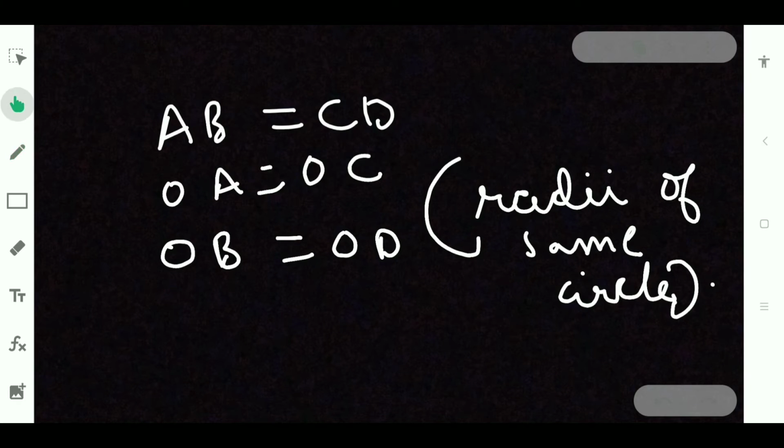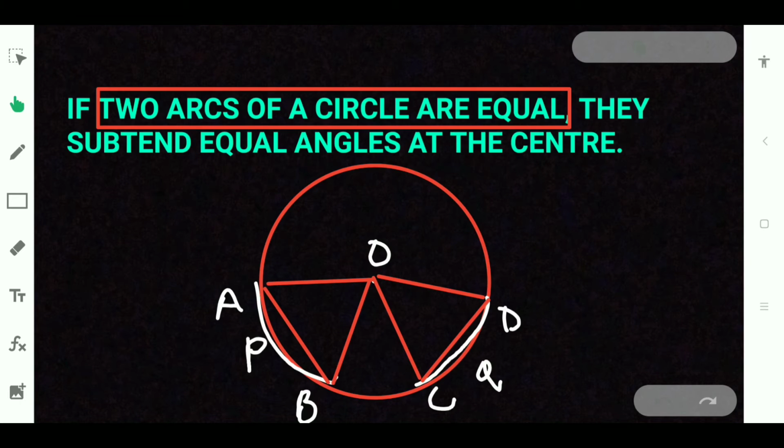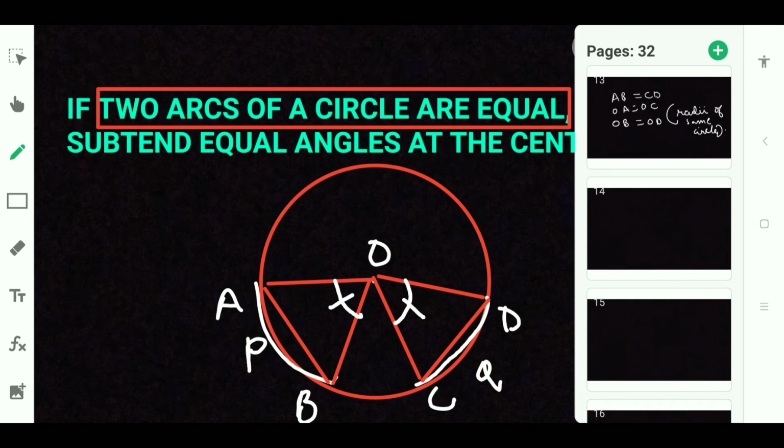Now these two triangles are congruent. So by CPCTC, angle AOB is equal to angle COD. So by CPCTC we can prove that angle AOB is equal to angle COD. Now we are done with both the theorems. One is the theorem and one is the converse of the same theorem.